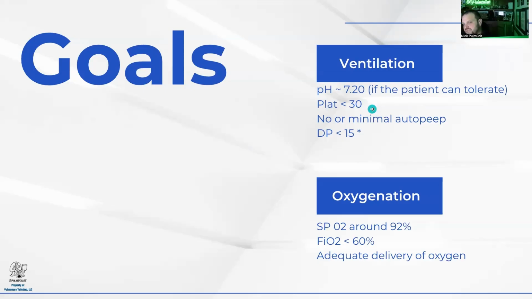We like a plateau pressure less than 30. That's more ARDS land, but we're going into ARDS territory. We know that limiting pressures seems to be the cat's meow in mechanical ventilation. ARMA taught us that high tidal volume, which is linked to high pressure, leads to worse outcomes. So we like to keep our plateaus less than 30 if we can.